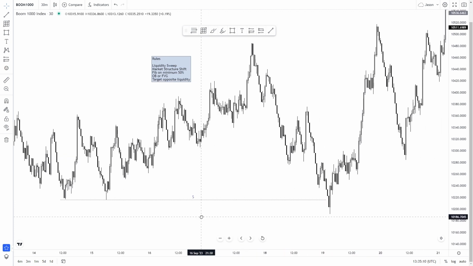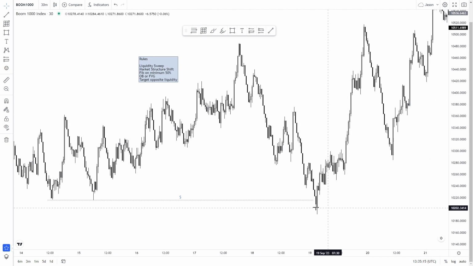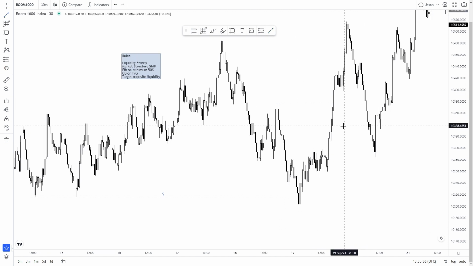Alright, so now we can see price has swept liquidity. Here it swept liquidity. I'm not going to use this as my market structure shift. For me, this is the significant high that created this impulse leg. So I'm going to use that as my market structure shift. Alright, so if price breaks this level, I know we are moving to the upside now.